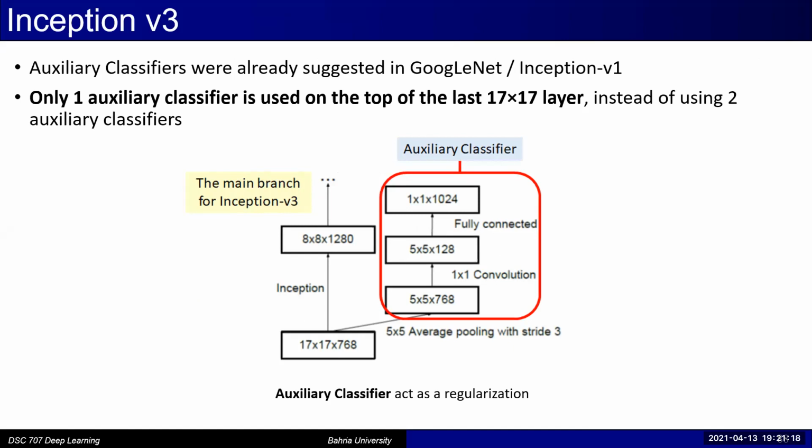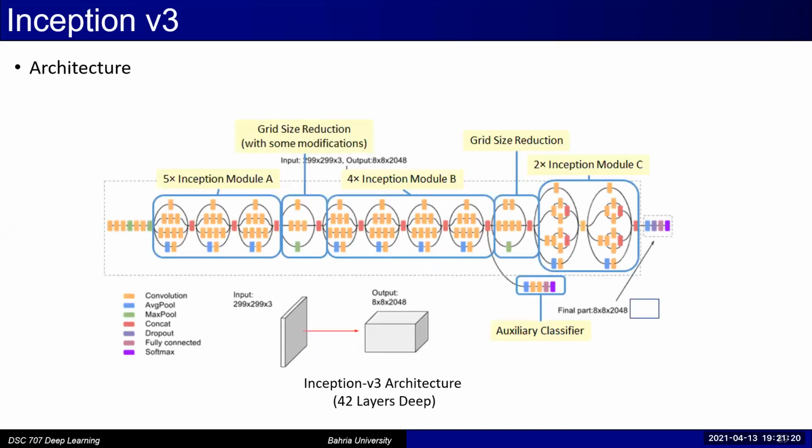And in case of Inception V3, we just have one auxiliary loss. Okay, there's only one branch. So this is the complete architecture. Again, you don't need to memorize it. It's just for discussion, so we'll only focus on the key aspects. The input is 299 by 299 by 3.